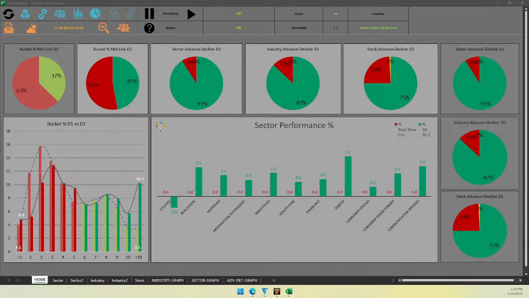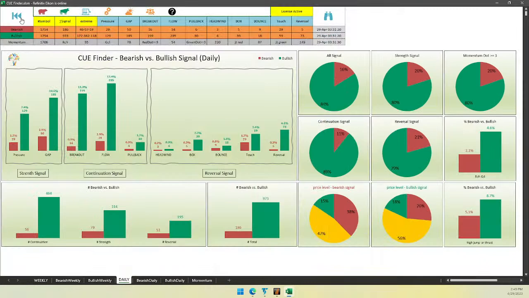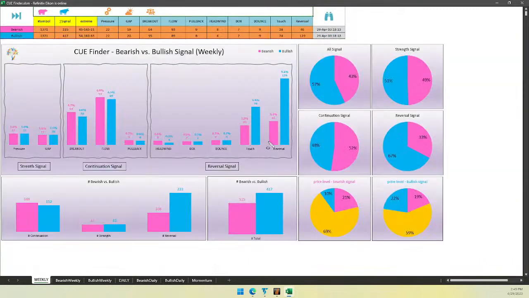What about technical breadth? Let's look at the weekly picture. The weekly picture is here. The weekly picture is slightly bullish overall, and we see a larger percentage of reversal signals in the weekly plot. So it is overall bullish. Last couple of weeks I was not bullish, but now the weekly picture has turned bullish. Good that reversals are more in the bullish category.